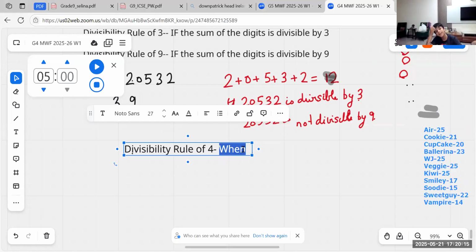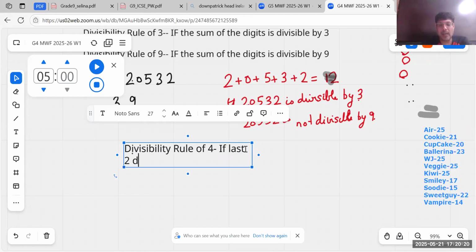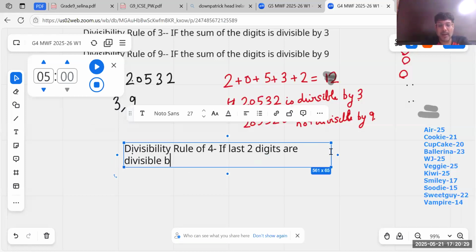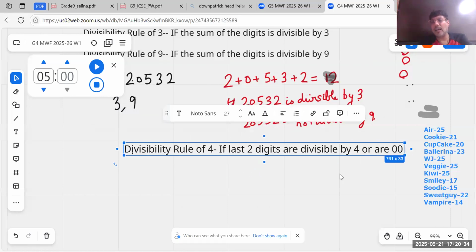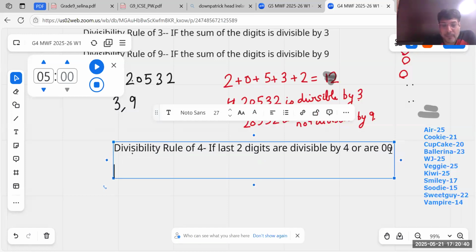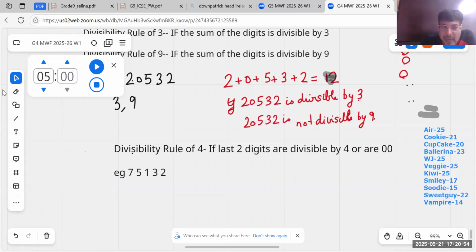Sir, I remember. Yes, Sweet Guy. Sir, if the last two digits are divisible by 4 or are 0, 0. Shanaya, you are not looking at the screen. For example, 75,132. Now guys, 32 comes in the table of 4. So this number is divisible by 4.